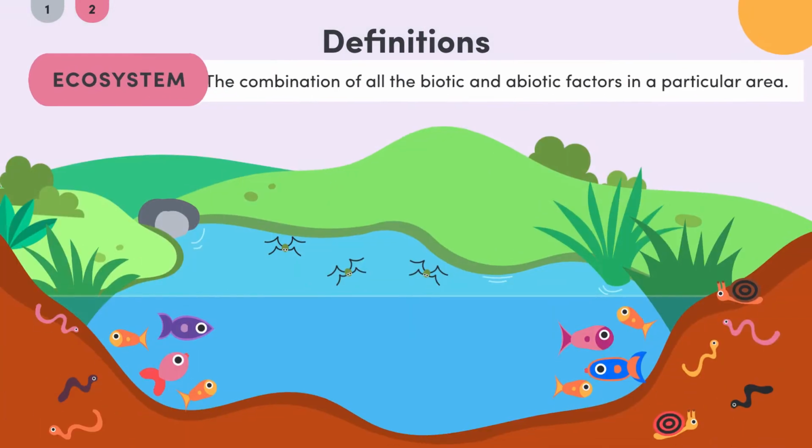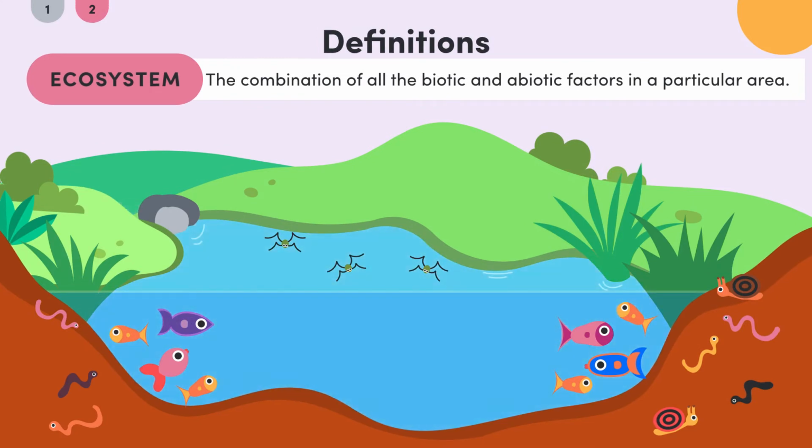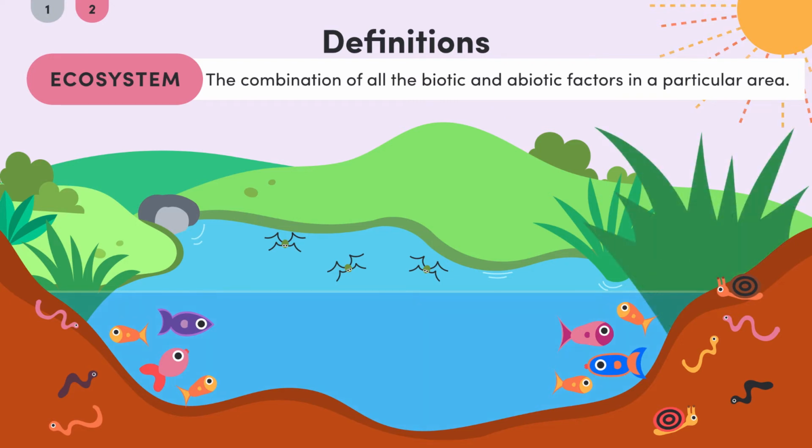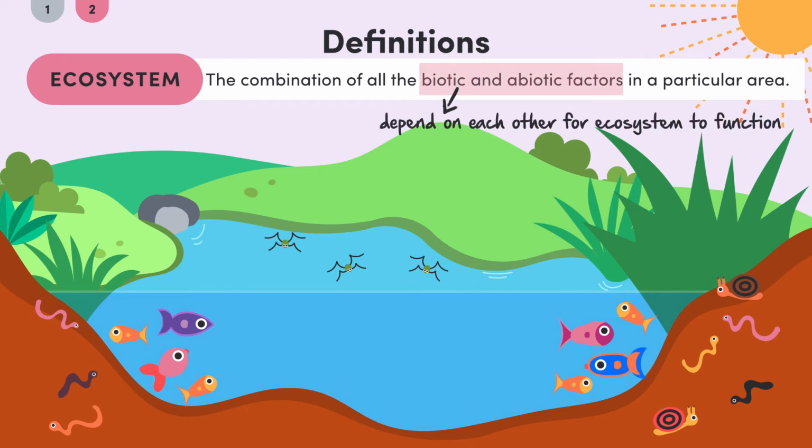Let's look at our pond example. The temperature, soil salinity, and light exposure are all abiotic factors in a pond. They may influence the survival of a particular water plant. This plant could act as a habitat for young fish and as a food source for a snail. If the water plant grows, it will block out light. This then leaves lower light intensity for the organisms beneath it. The point is that all of the biotic and abiotic factors depend on each other for the ecosystem to function.